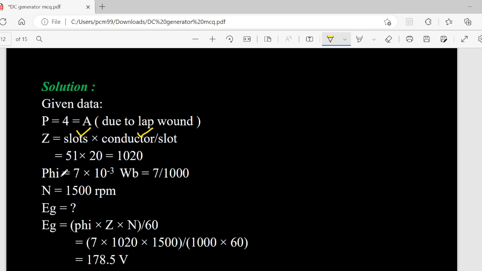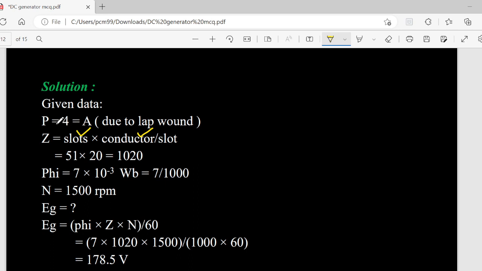Next, phi is given 7 milliweber. That is 7 into 10 to the power minus 3 Weber. So you can write in a simple way 7 upon 1000 for easy calculation. Next, N is the speed in RPM equal to 1500. So we have to calculate generated EMF Eg. The formula is Eg equal to phi Z N upon 60 into P upon A.